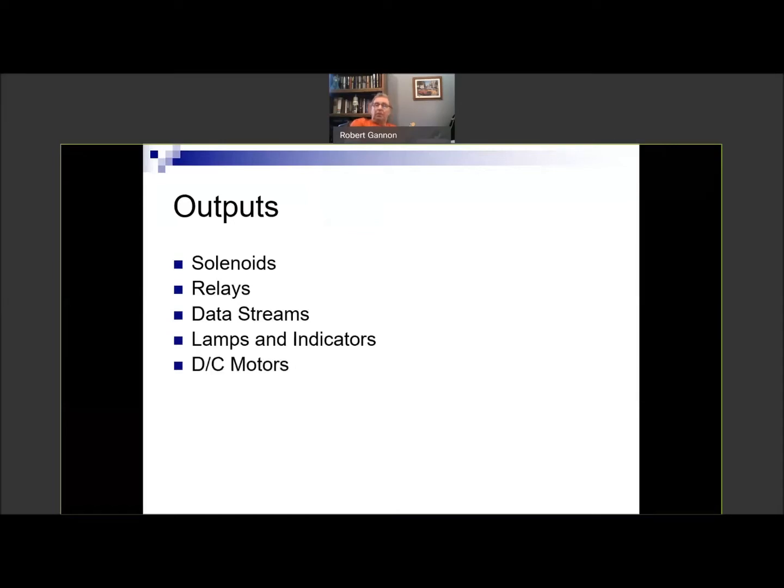We have DC motors. We saw some of those in our first lab. We have stepper motors, which might take a little explaining. Ignition coils. Those are kind of unique as a computer output, but nowadays that's really what they are. They're no longer part of a separate ignition system. They're an output from the computer.